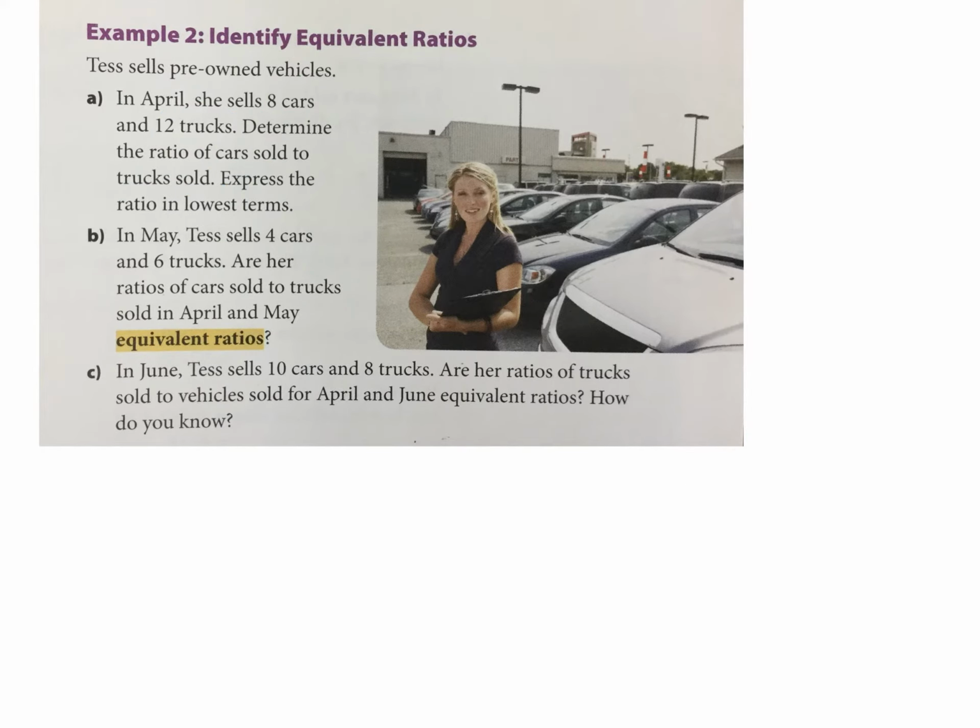In May, Tess sells 4 cars and 6 trucks. Are her ratios of cars sold to trucks sold in April and May equivalent ratios? What was her ratio from April? What do we get for A? What was the answer? You guys have it? Okay, so we've already calculated in April. Her ratio was, let's write it as a fraction, 8 over 12.